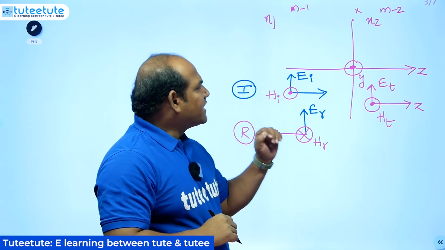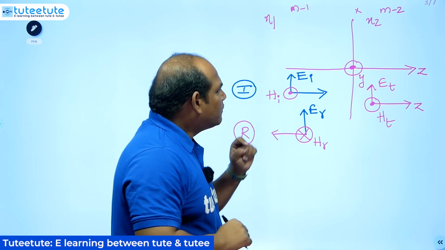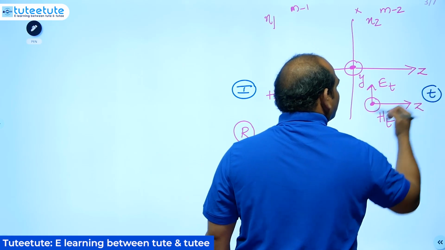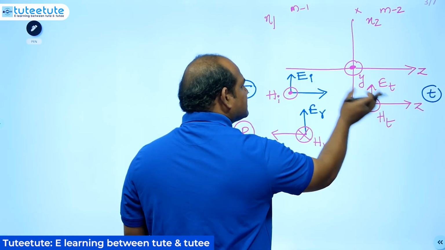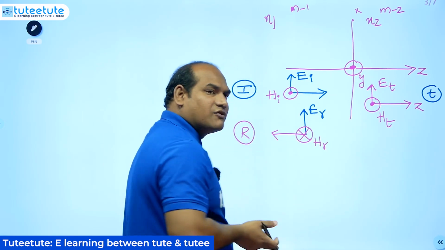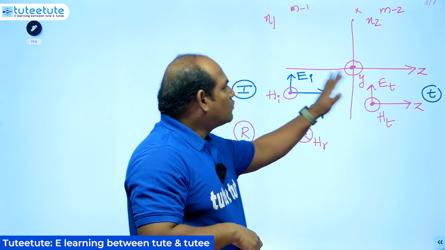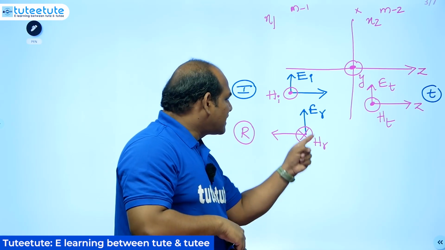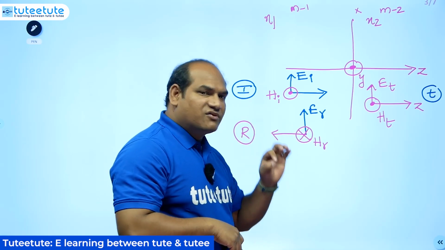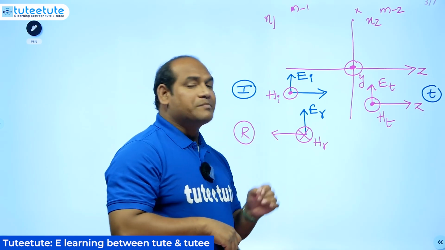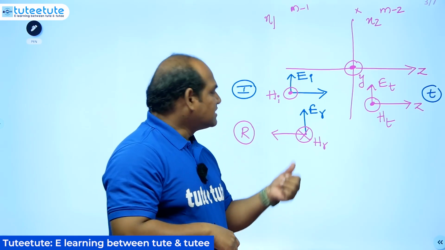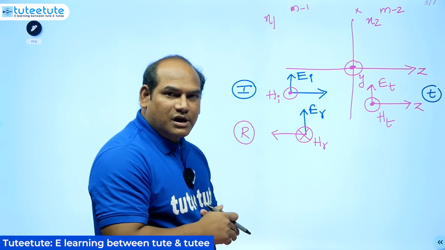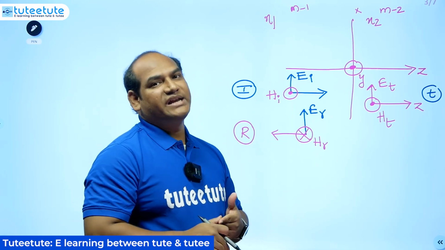Okay, so you can see one thing: this is for the incident wave, and this is for the transmitted wave I have taken. The transmitted wave and incident wave orientations are equal. The electric field orientation and magnetic field orientations are equal. But if you see the reflected wave, the orientation of the electric field is the same, but the orientation of the magnetic field has changed, and the direction of propagation has also changed. Once you have understood this, now we are going to apply boundary conditions.